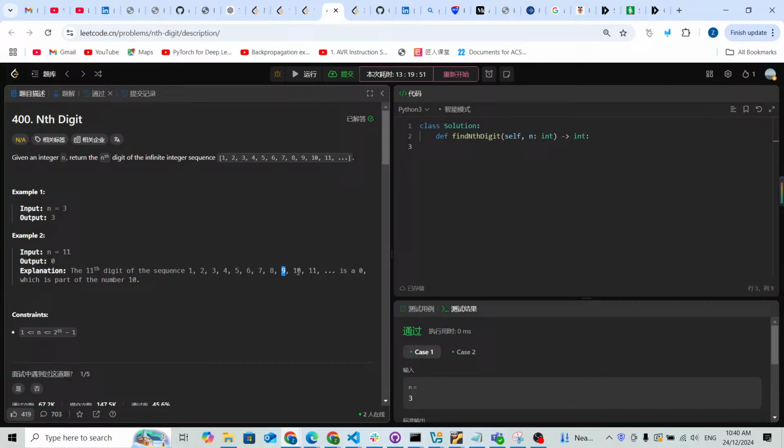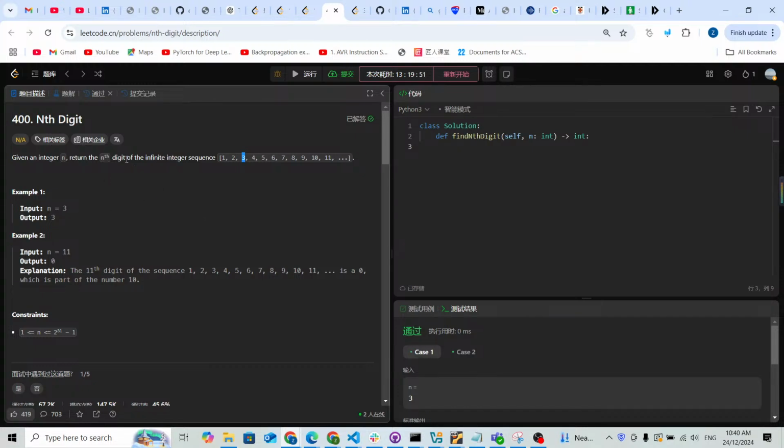And for this one, this is going to be the 10th digit, it's going to be 1. And the 11th digit is going to be this 0. So this is why we're going to return a 0. For this 3, as we only have 1, 2, 3, the third digit is going to be 3. For such kind of problem, normally there's no good way to solve it.